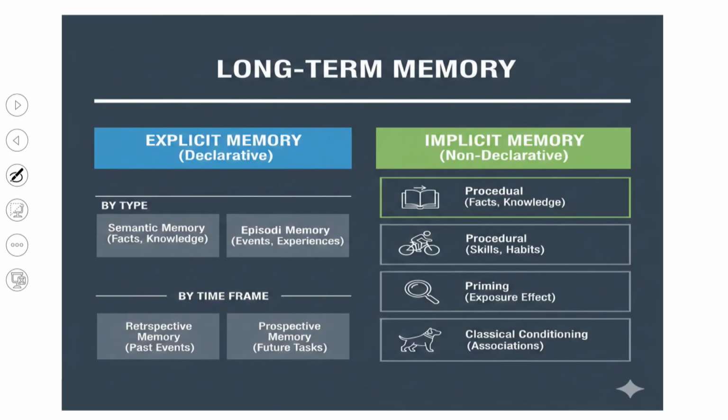So, these are again summarized. Long term memory, one is declarative, one is non-declarative. Declarative again has types: semantic memory, episodic memory, and time frame wise, retrospective memory and prospective memory. Implicit or non-declarative memory is procedural, then priming, meaning exposure effect, then classical conditioning, meaning learning associations and so on. This is a summary of what we have discussed.